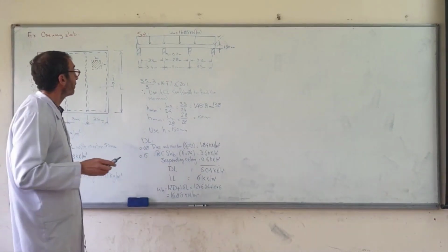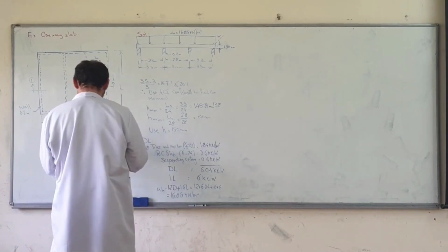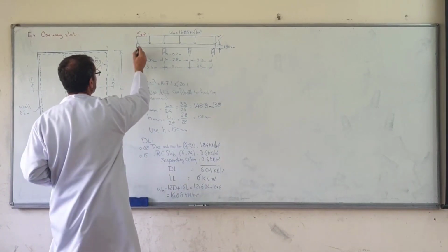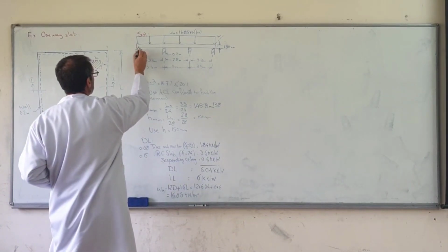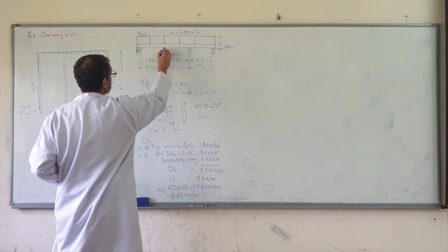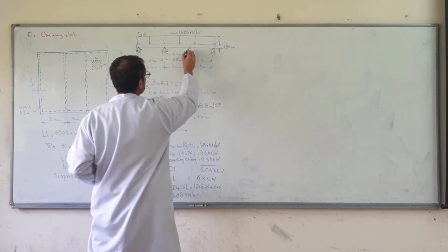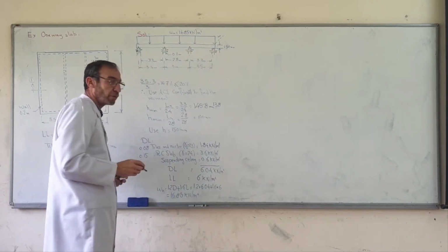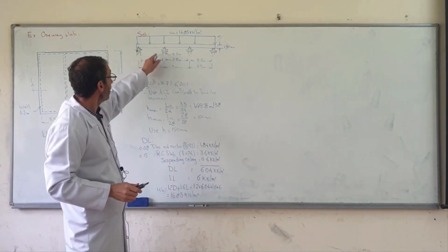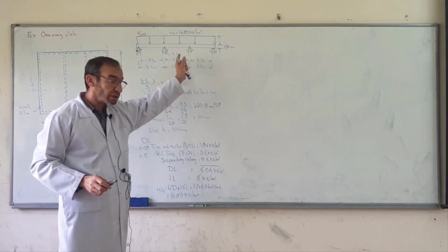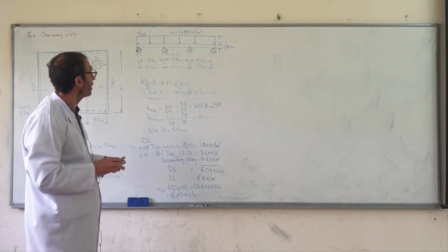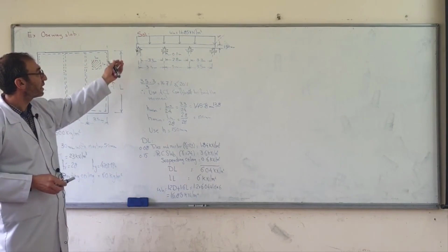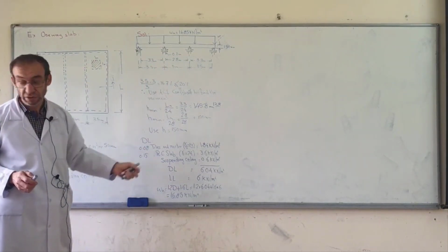Now I have the slab. Imagine that this is a support, simply supported. This is the representation of the support in this way for the structural analysis. To design it, we use the ACI coefficient method.